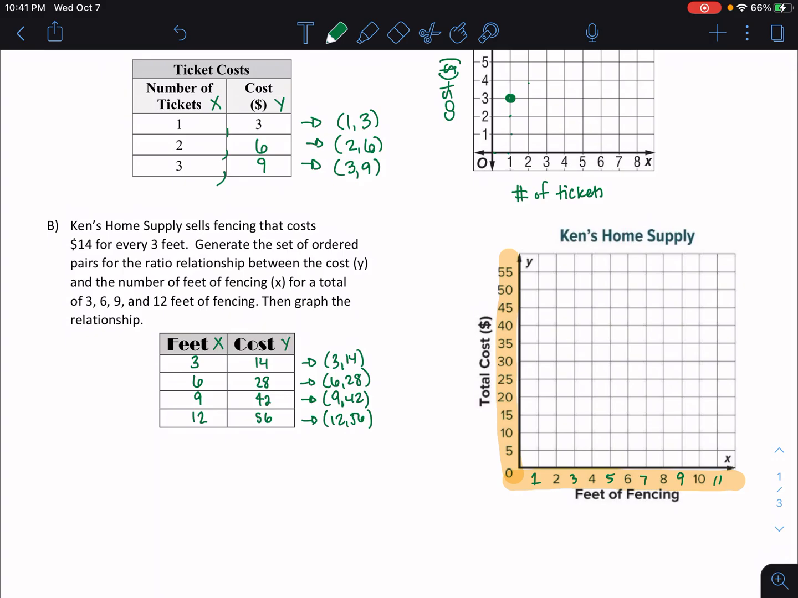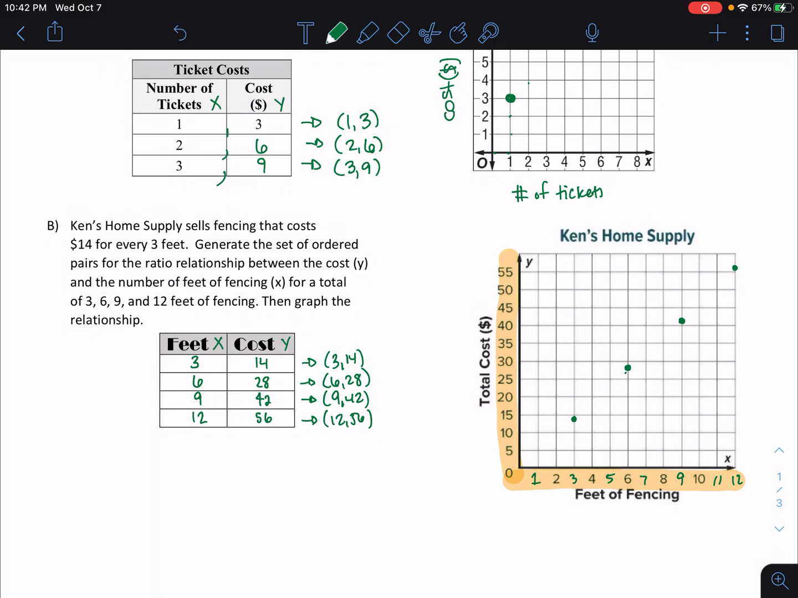So 3, 14 is going to be right about there. 6, 28 is going to be right below 30. And then 9, 42 is going to be just above 40. And then 12 is going to be at the very end of my graph here. 12 up to 56 is going to be right above 55. And again, those points should look like they're pretty close to a straight line. So I've plotted each of these points, and then they should fall in a pretty straight line from each other.